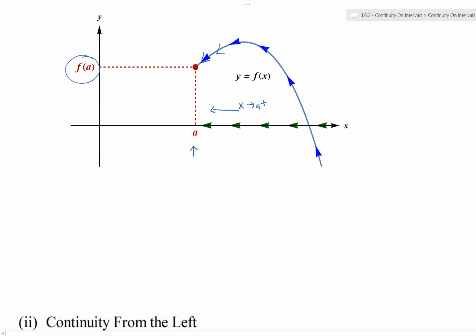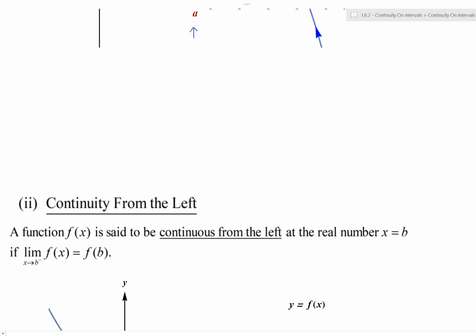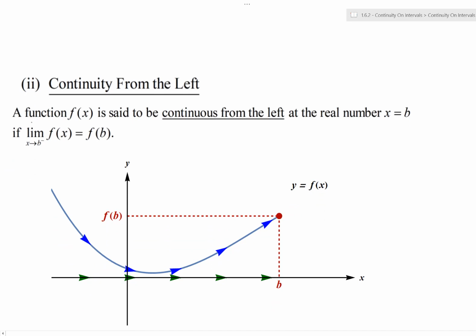You may be guessing what comes next, and you probably guessed right. Continuity from the left now. In this situation, we say that a function f of x is continuous from the left at the real number, let's say x equals b, if the limit as x approaches b from the left of the function f of x is equal to f of b. Very similar to the previous situation.